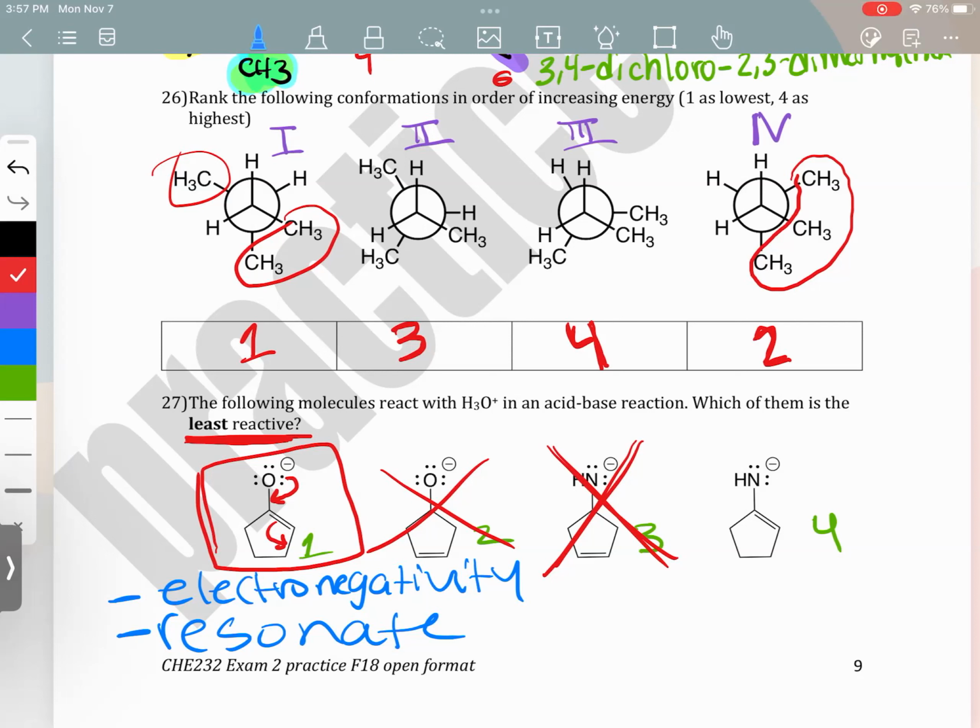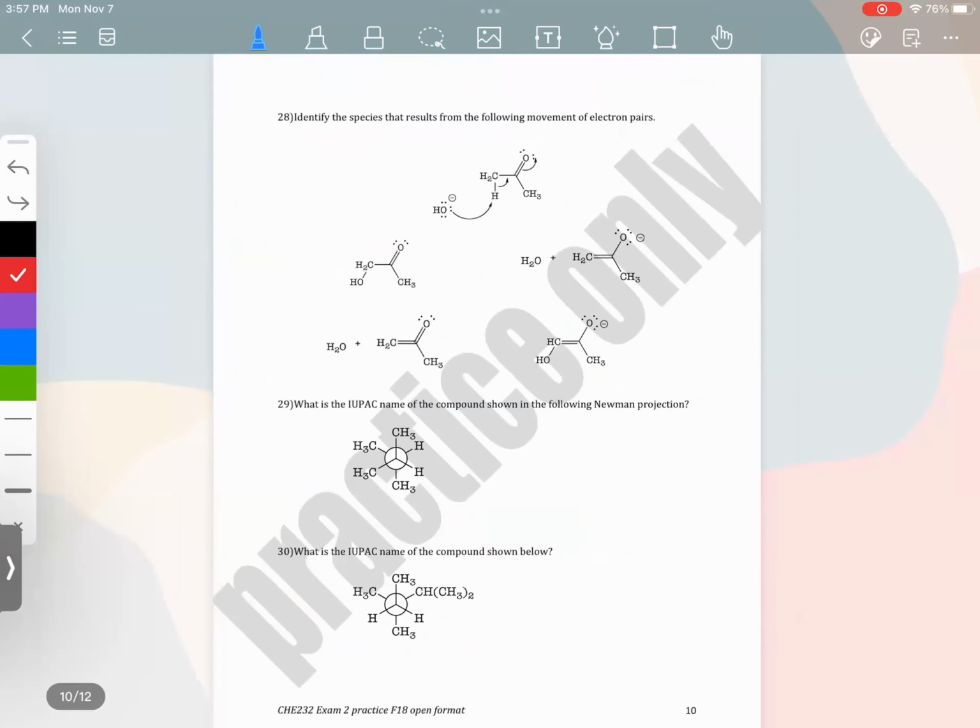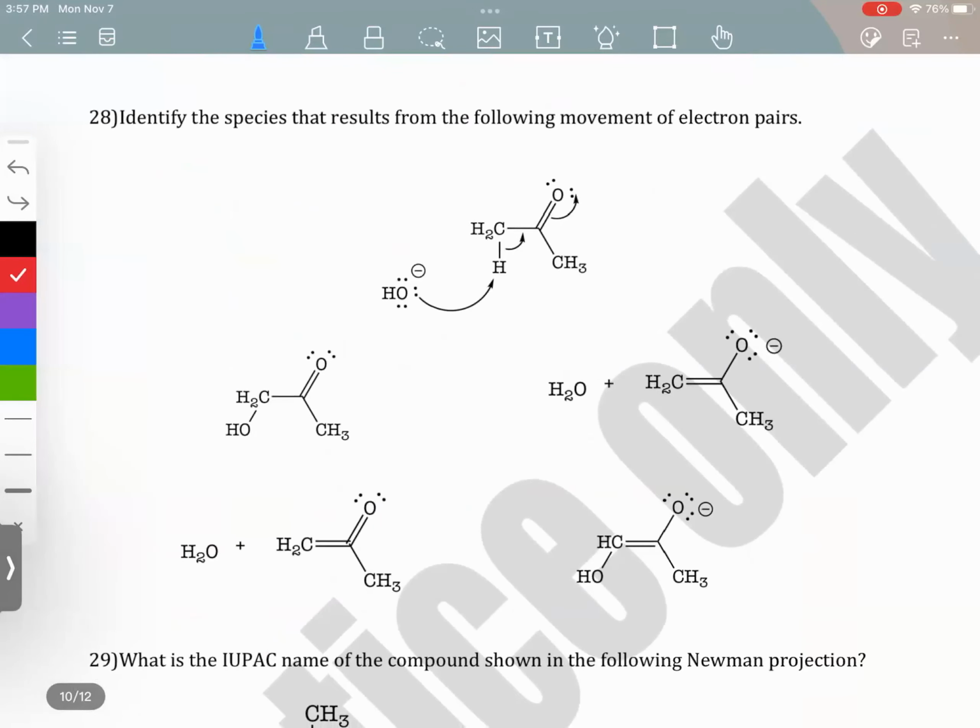Any questions? No. So I think we do have time for one more question, and this one is a good one. So 28, identify the species that results from the following movement of electron pairs. So we did at one point learn about arrows. So this first movement here, from the electrons on oxygen to hydrogen, what does that mean?